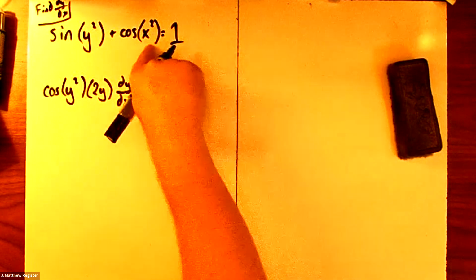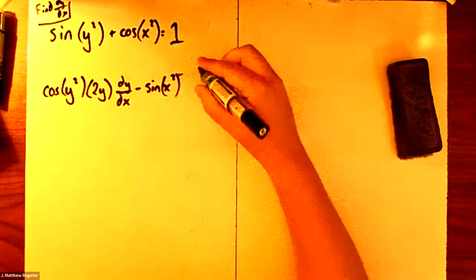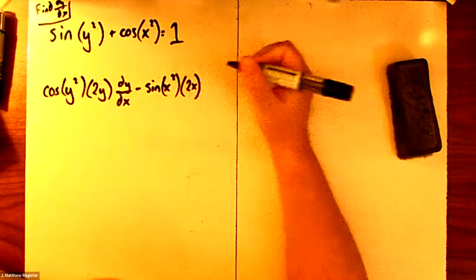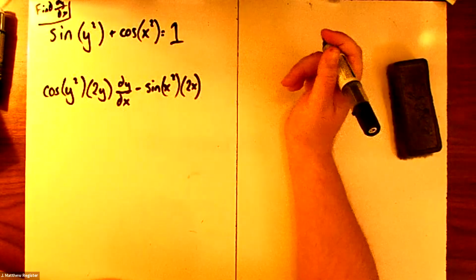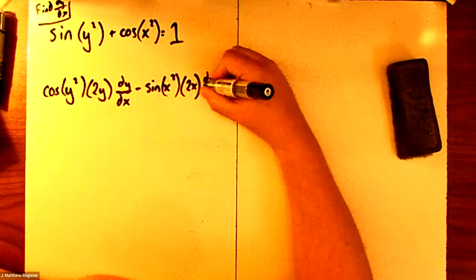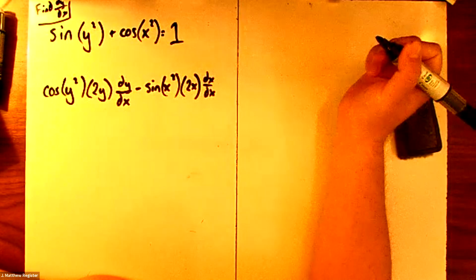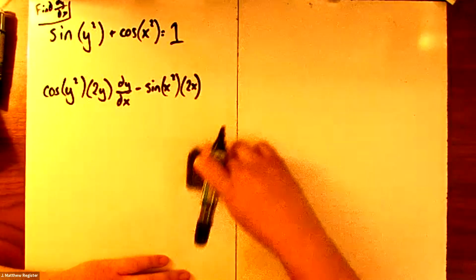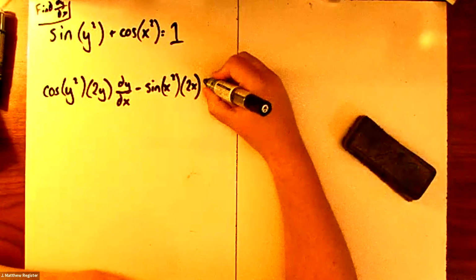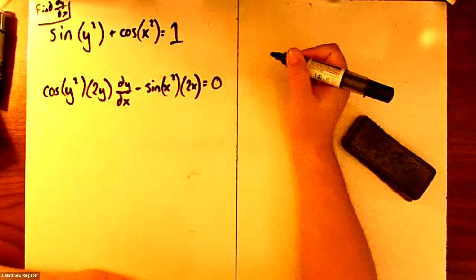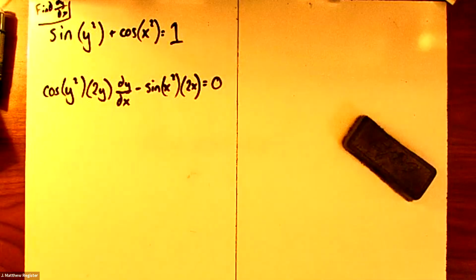The derivative of x squared with respect to x is just 2x. And we wouldn't have an extra term coming out of this like we did here, because that extra term would be dx/dx, which is the rate of change of x with respect to x. And that's just 1. Finally, the other side, the derivative of 1 is 0. There we go.